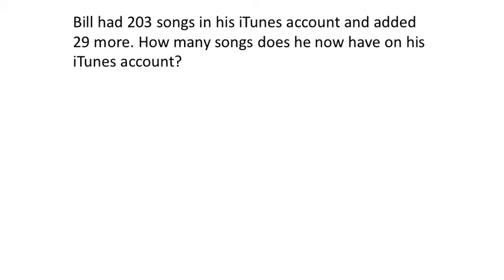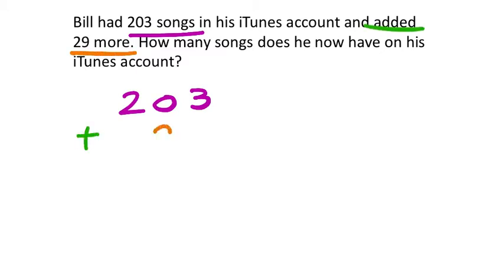Bill had 203 songs in his iTunes account and added 29 more. How many songs does he now have on his iTunes account? Well, remember, he says that this is how much he had to start with, 203 songs. But then he went and added, so we know we are doing some addition here, these 29 extra songs. So I'm adding that 29. Whatever I get from this addition will be how many songs he now has on his iTunes account.